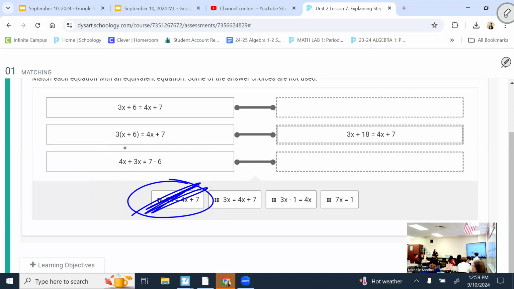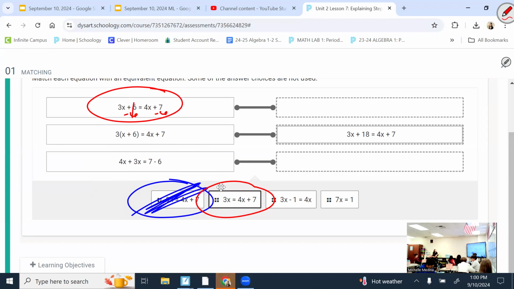Now for this one, 3x equals 4x plus 7. What's the difference between this one and the first one? The left side, what changed? And how would I make the 6 cancel? Whatever you do to one side. Now, that would make the 3x alone, but the right side would have to become 4x plus 1. So these two certainly don't match, so don't connect those two.